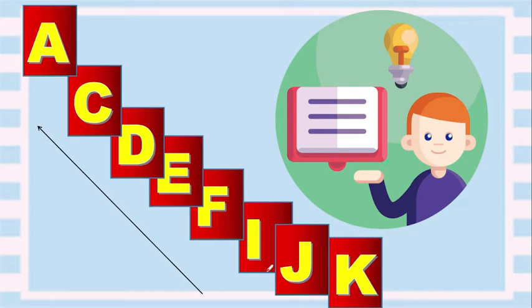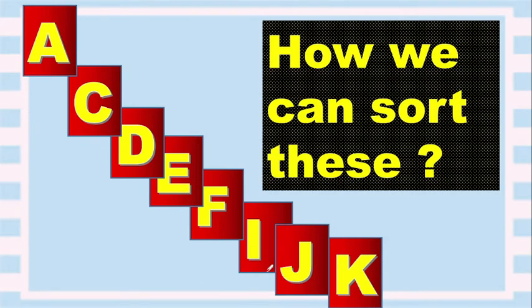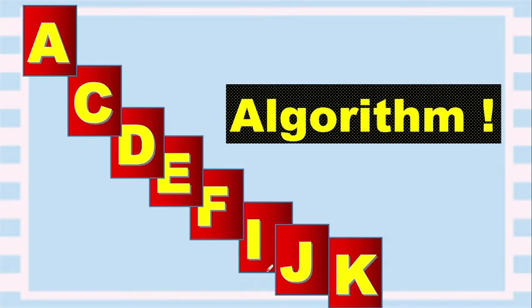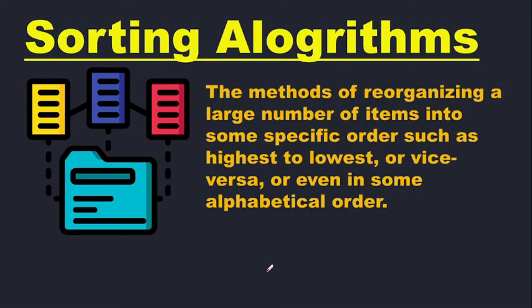So how can we sort this data? We need some algorithms, some technique, some methods. That method is known as an algorithm, and in this case it is the sorting algorithm. So sorting algorithms are the methods of reorganizing a large number of items into some specific order, such as highest to lowest, meaning ascending order, or vice versa, or even in alphabetical order. I have already explained the alphabetical order in the previous slide.